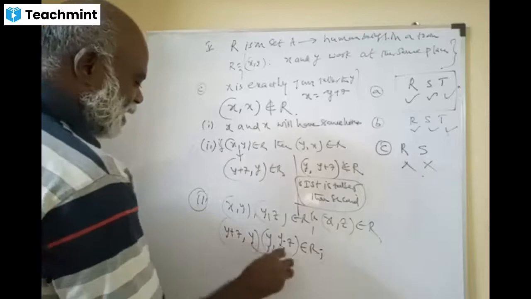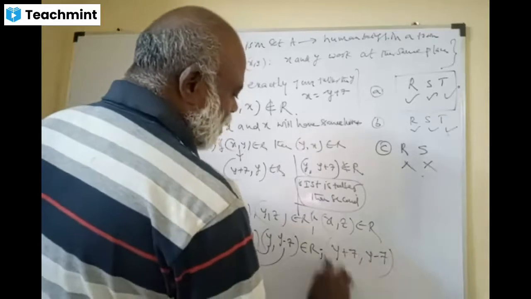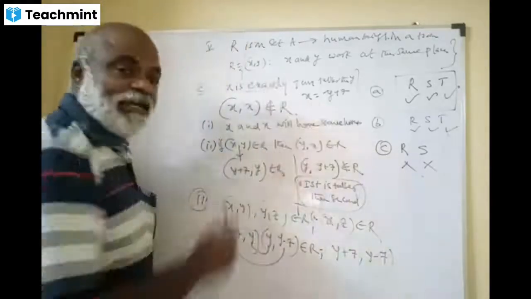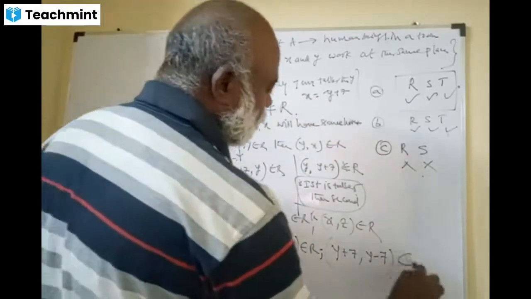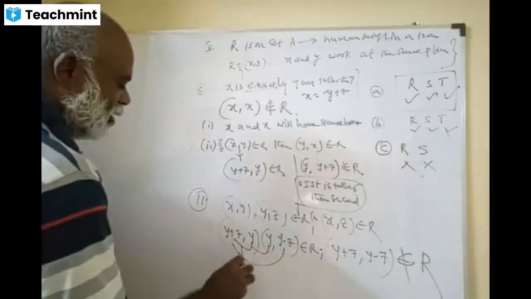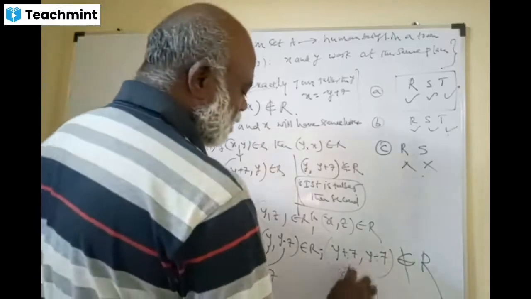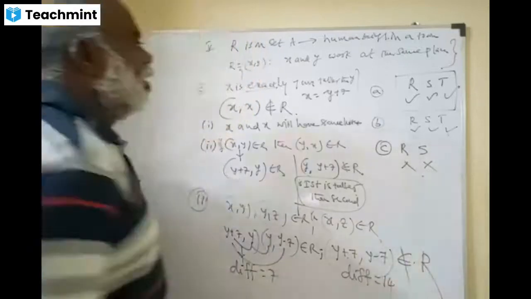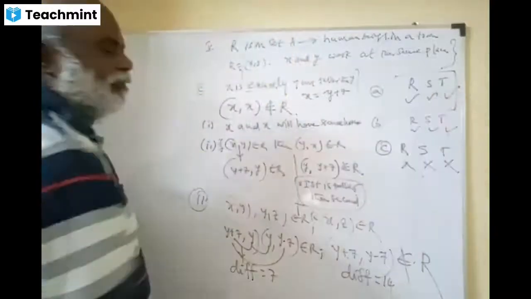Now you cancel this and you take these two, Y plus 7 and Y minus 7. Can you say that the first one is exactly 7 centimeters taller than the second? The difference should be 7. No, the difference is 14. Therefore, it does not belong to R. Therefore, transitive also fails.